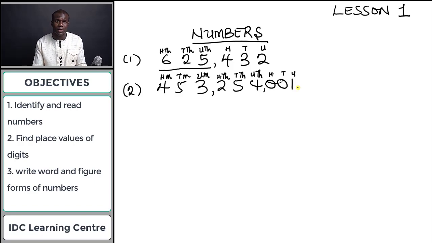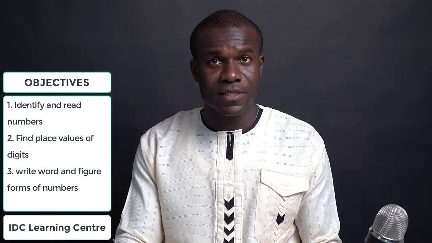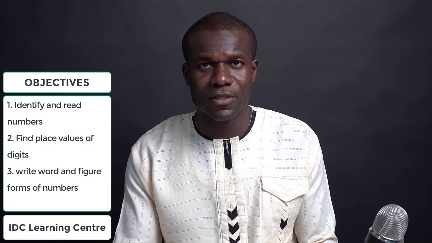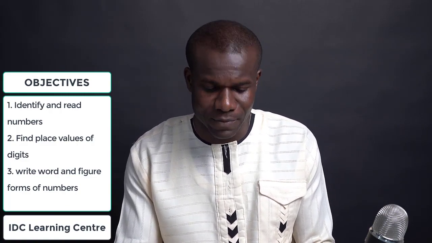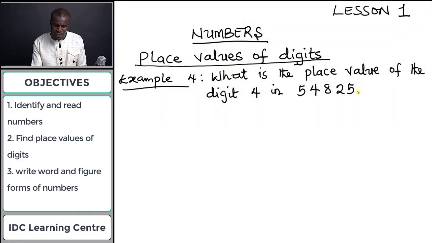Quickly, we'll be looking at place values of digits, okay? And I will be using this example to explain. Let's look at example 4. What is the place value of the digit 4 in 54,825? I'm sure by now reading numbers won't be a problem for you.